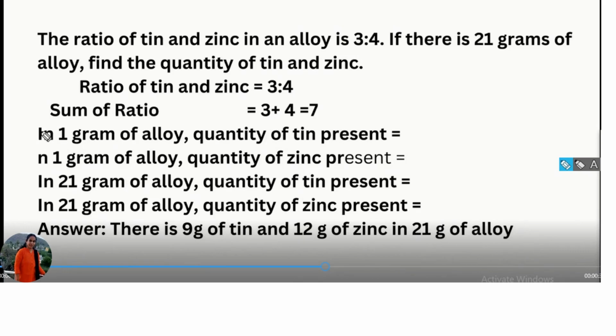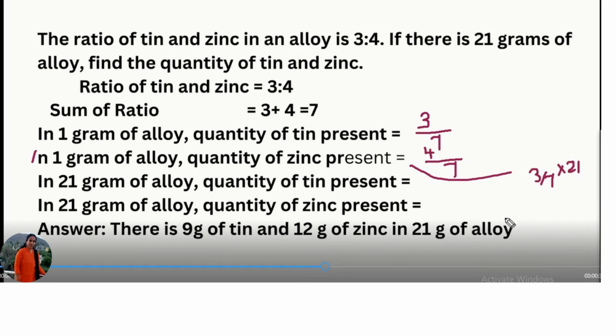Okay, now we need to calculate in 1 gram of alloy, quantity of tin present. Totally there are 7. Okay, so tin value is 3. So 3 by 7. The same way in 1 gram of alloy, quantity of zinc present equal to, so how much is zinc? 4. So 4 by 7. Okay. So in 21 grams of alloy, how much quantity of tin present? So you will get 3 by 7 into 21.